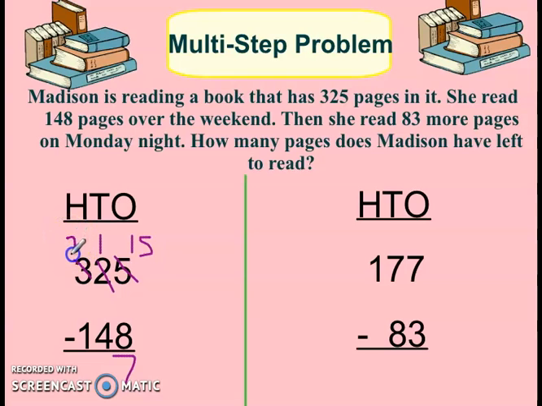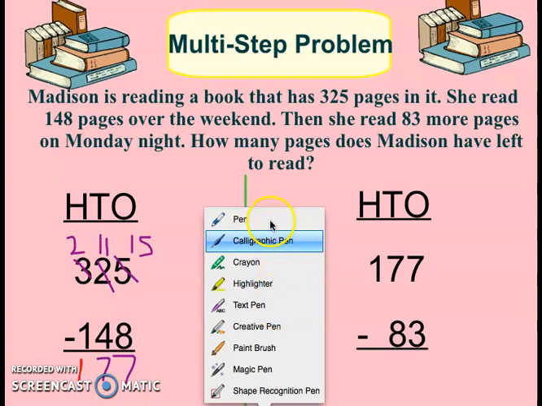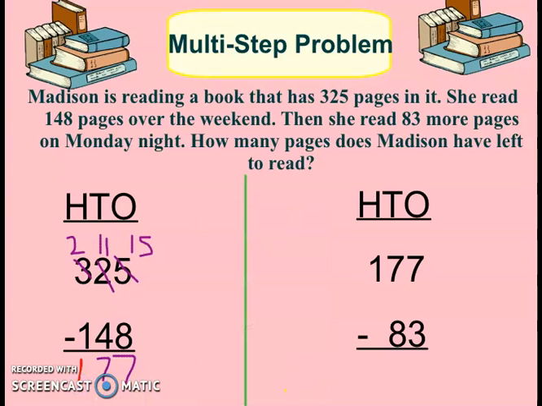Now we have 11 tens. So we will take away 4 tens from 11 tens. That will give you 7 tens. Let's move over to our hundreds place. In our hundreds place, there are 2 hundreds. Now we're going to take away 1 hundred from 2 hundreds. Therefore, we have 100. So our answer is 177.